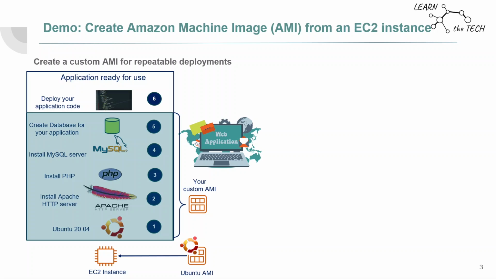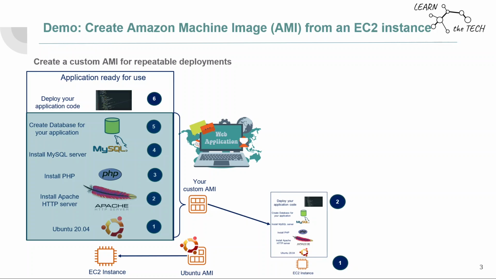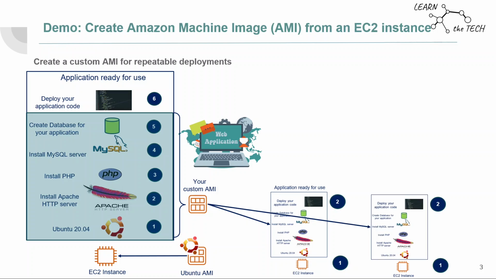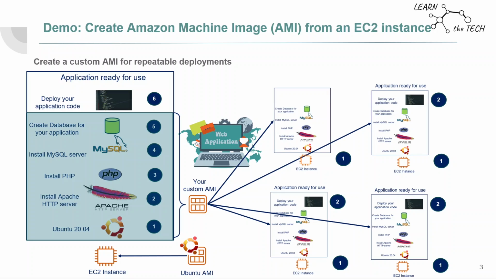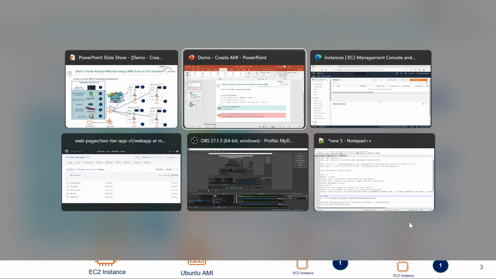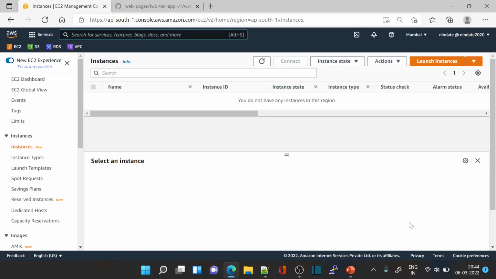And for any additional EC2 instances that you want to launch, instead of starting from scratch from the Ubuntu AMI, you can launch them from your custom AMI, which will now already have the necessary software installed and configured. You just need to deploy your code, and the application is ready to use. So again, you launch an EC2 instance from your custom AMI, deploy the code, and the application is ready to use. So this way it is going to save you a lot of time and reduce human effort. So let's see how to do this.